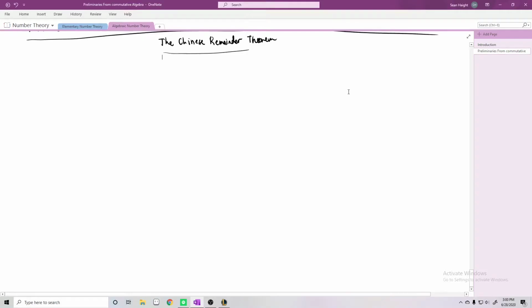Okay, so this next section is pretty much just devoted to proving one result called the Chinese remainder theorem. Before we can state the result, I need to tell you what it means for two ideals to be relatively prime. So I'm going to let A be just any ring, well, commutative.